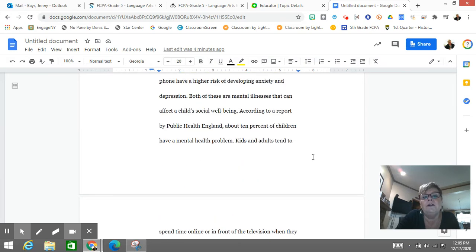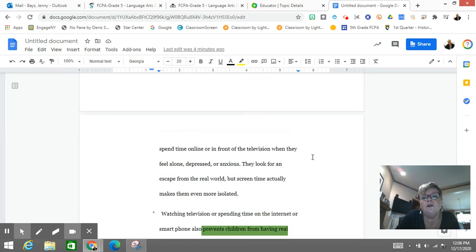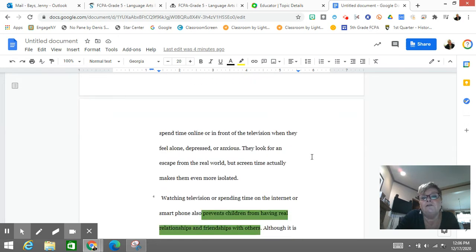According to a report by the Public Health England, about 10% of children have a mental health problem. Kids and adults tend to spend time online or in front of the television when they feel alone, depressed, or anxious. They look for an escape from the real world, but screen time actually makes them even more isolated. All that was about mental health.